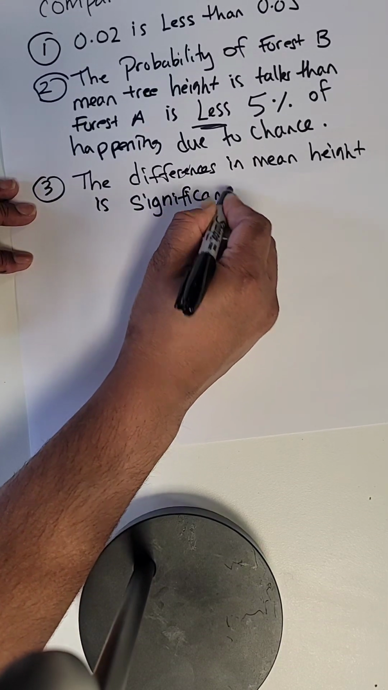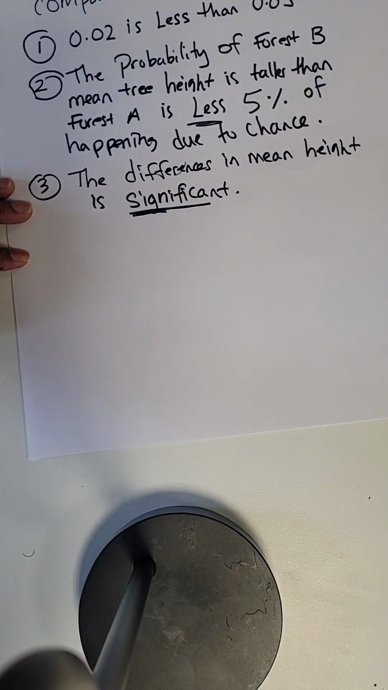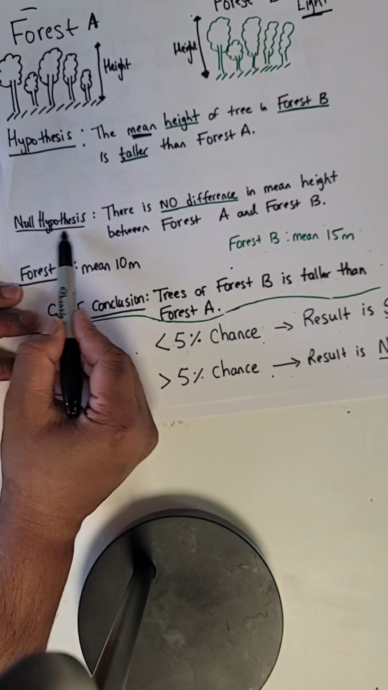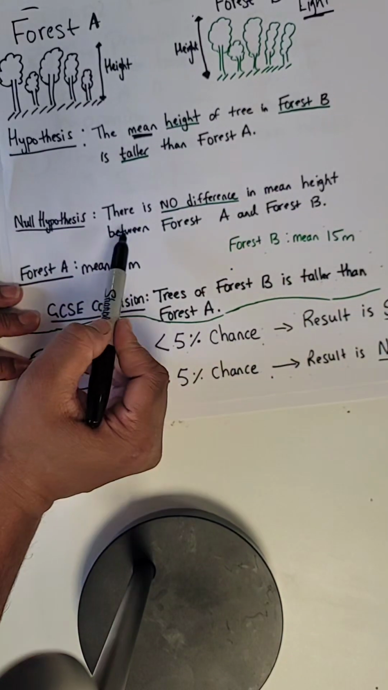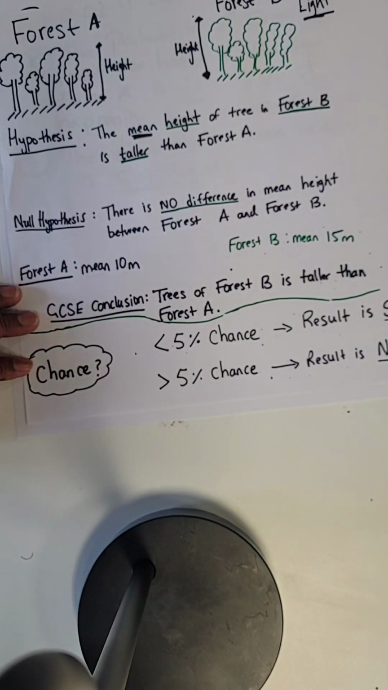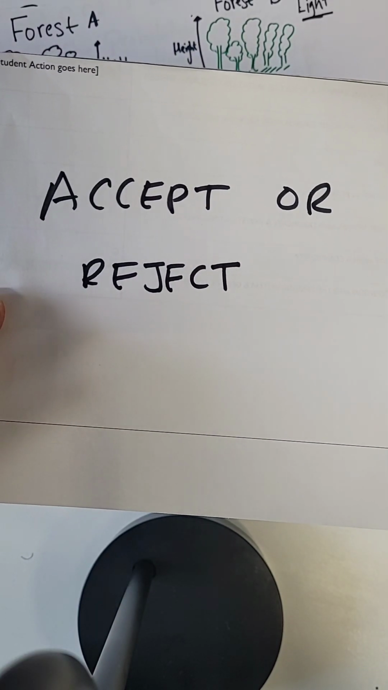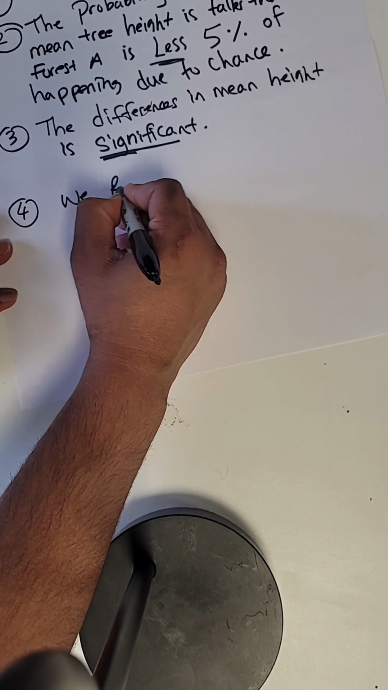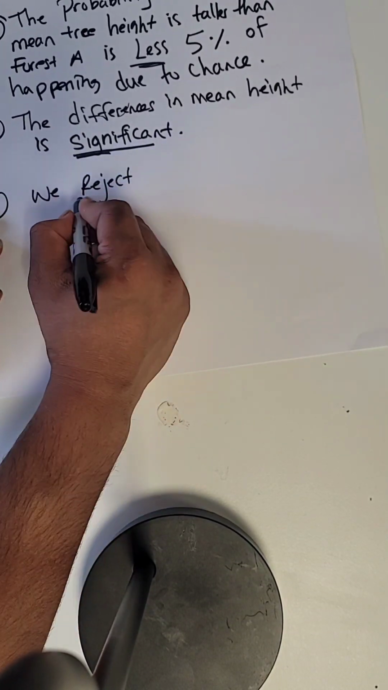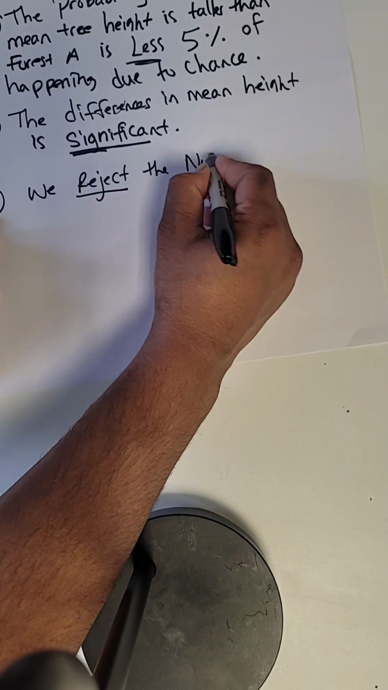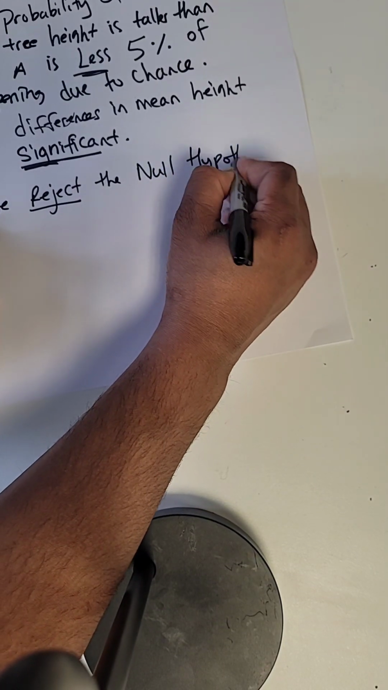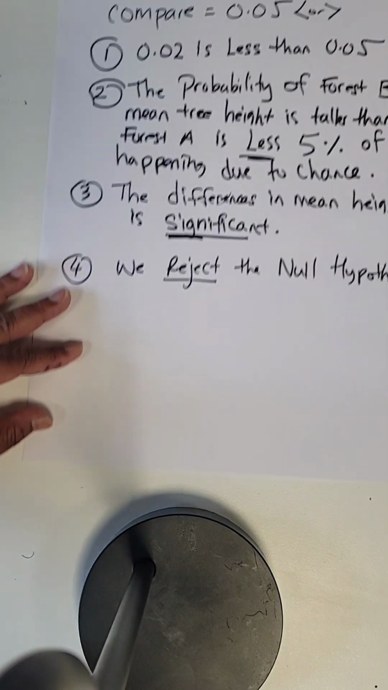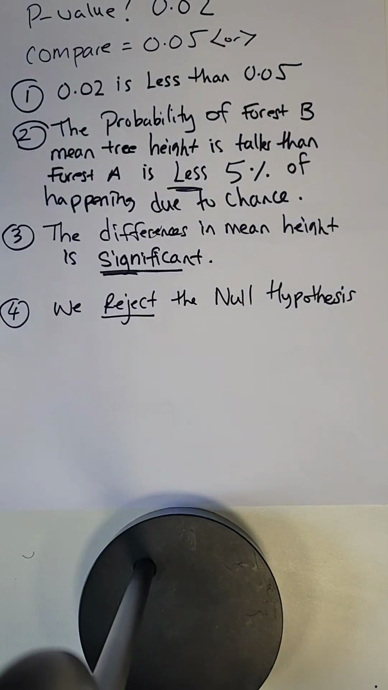The fourth mark refers back to your null hypothesis. Read it again. There is no difference between the mean height of A and B. So do we accept it or reject it? We're going to clearly reject this because we can see there's a difference and that difference is significant. So we reject it because the difference is significant. That's the 4-mark answer.